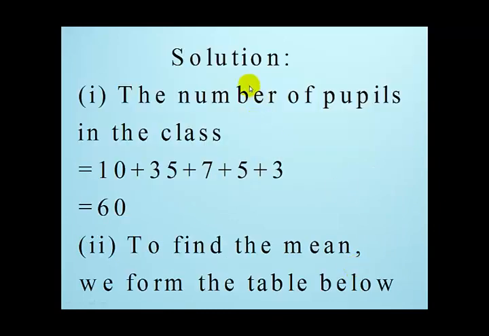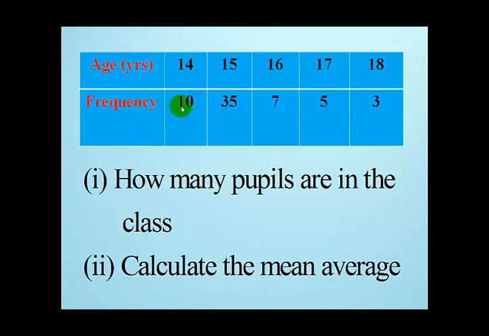Now the solution. The number of people in the class is obtained by adding all the frequencies. Don't add the ages, you rather add the frequencies. Let's go back to the table and let me show you what I mean by that. If you want to know the number of people who are in the class, you have to add all the frequencies together. That is 10 plus 35 plus 7 plus 5 plus 3. That will give you the number of people in the class, not the ages, but rather the frequencies.